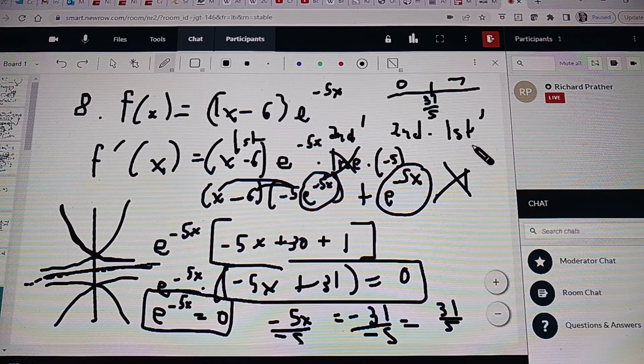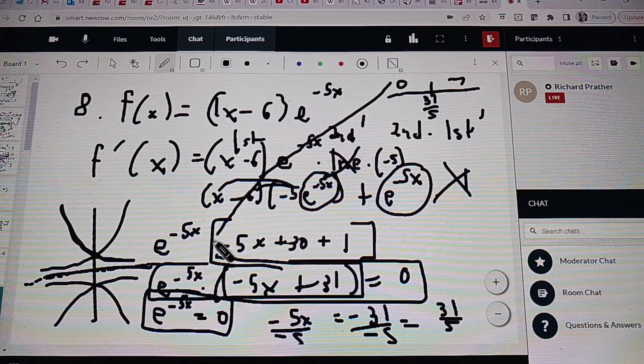If I plug 0 into the derivative function, into any version of it, I guess this is the easiest version right here. Plug 0 in. The exponent here is going to be 0. -5 times 0 is 0. E to the 0 is 1. And then if you plug 0 here, this part will go to 0, and that'll just be 31. 1 times 31 is 31. So the derivative is positive when you plug 0 in.